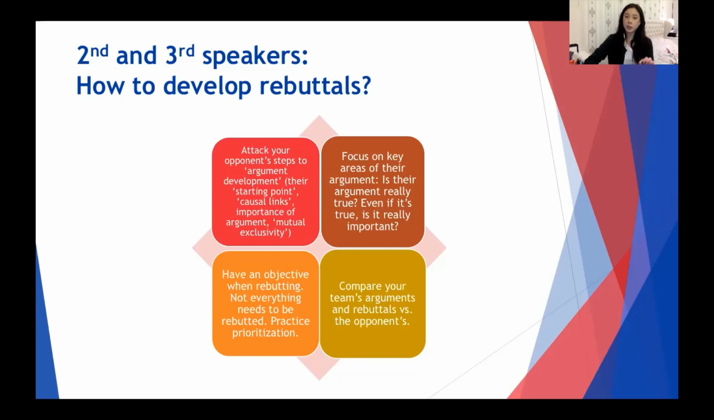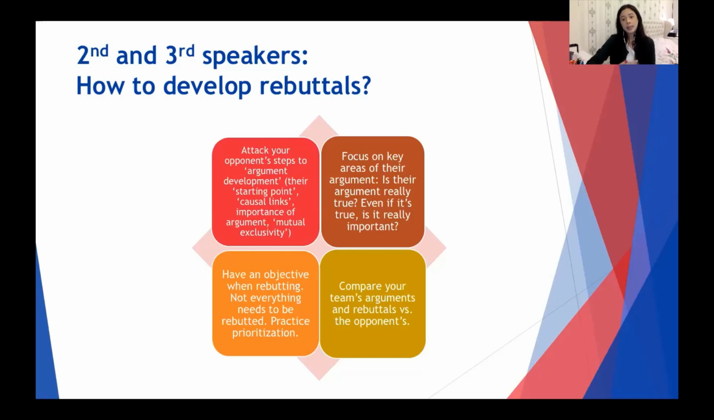So the question then becomes, I know what to rebut, but how do I develop those rebuttals? Then you go back to the steps that I've presented, which is ask yourself, is this argument true? Is this argument important? Is this mutually exclusive? What are the links that are missing in this argument? And don't just say, oh, this link is missing, right? Explain why the missing link makes it damaging to the debate.